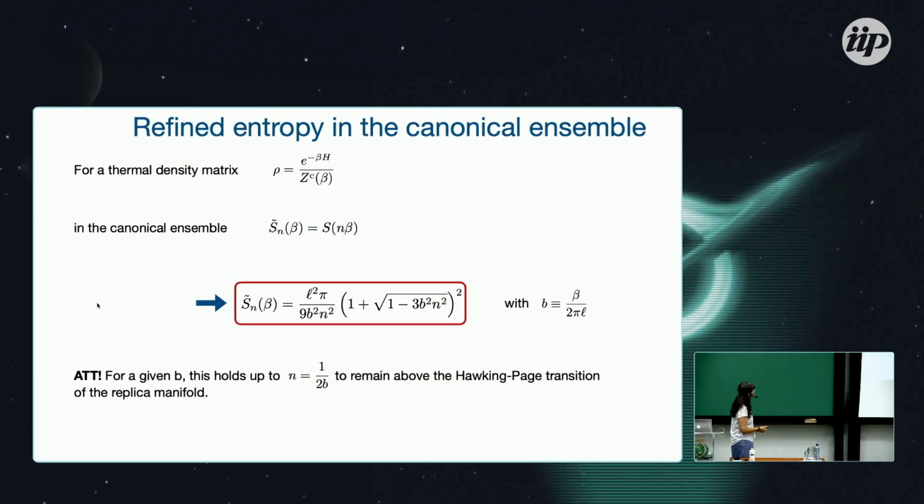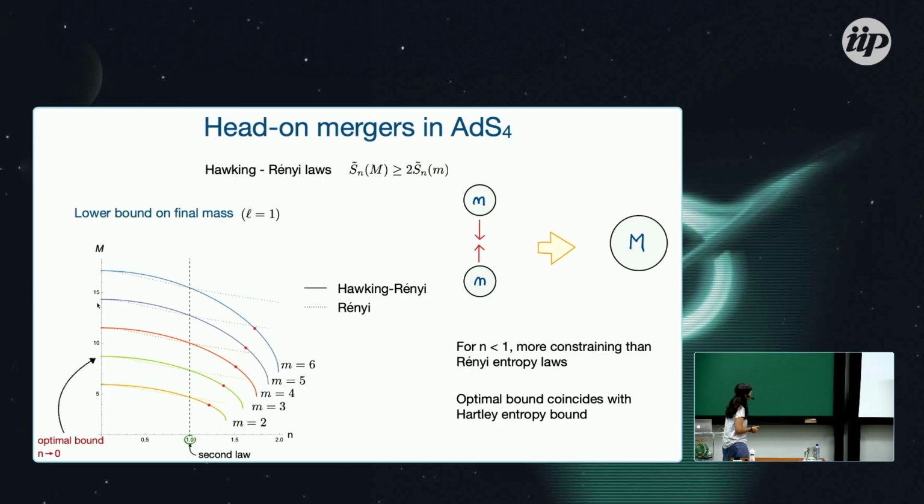So we can rerun the argument and compute, well, it's immediate to compute the refined entropy of the full system. So this is for Schwarzschild AdS4. Again, we are only using the large black hole saddle, so we should stop at this value of n. And now if we look at these constraints for the same process as before, and we superpose the results with the lower bounds on the final mass that we had before, the dotted lines were the Renyi constraints that I was showing you before, and now the solid lines are these Hawking-Renyi constraints, or refined entropy constraints.